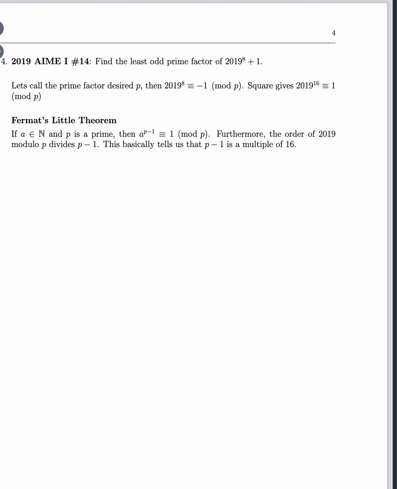So 2019 to the 8th, I think 2019 divided by 17 gave us 118 remainder -4. So it's -4 mod 17, which is just equal to 4 to the 8th, since -4 to the 8th is equal to 4 to the 8th. That's the same thing.